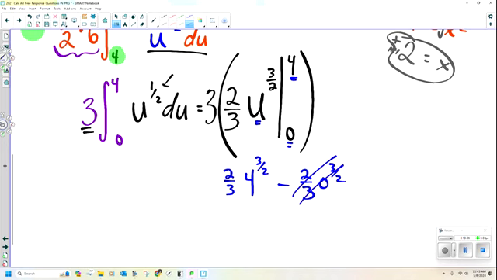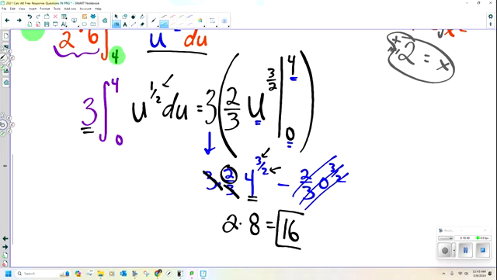This is nice. This goes bye-bye. I still have to multiply this times 3, which is really going to be nice for us. These 3's cancel. The square root of 4 is 2, and 2 cubed is 8. And I still have to multiply that times 2. The answer is 16. The area under the curve is 16.